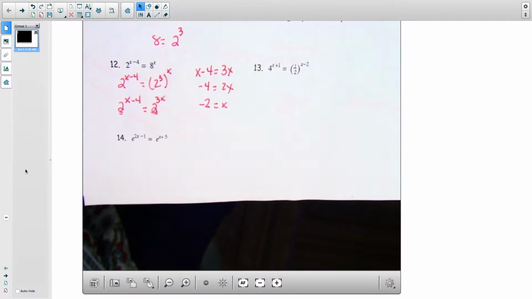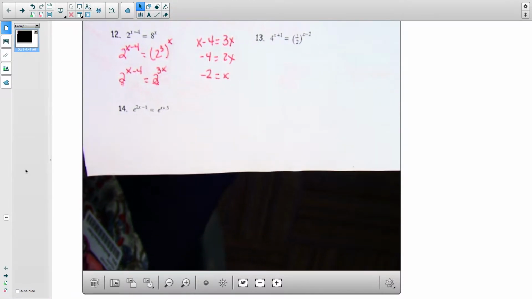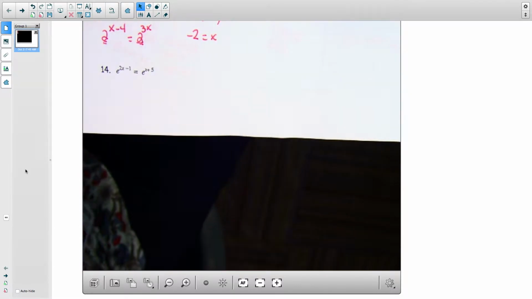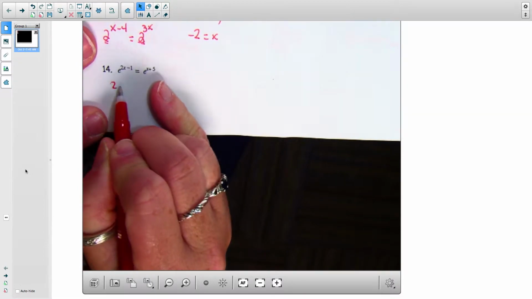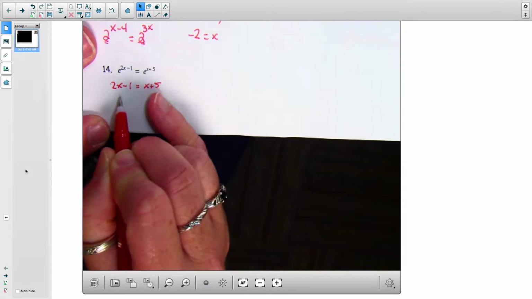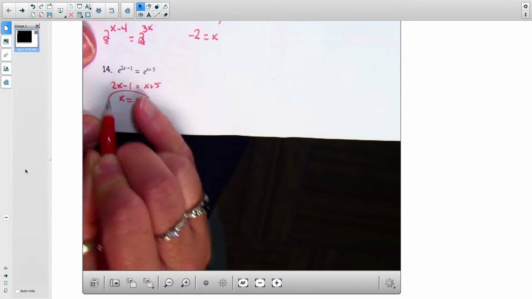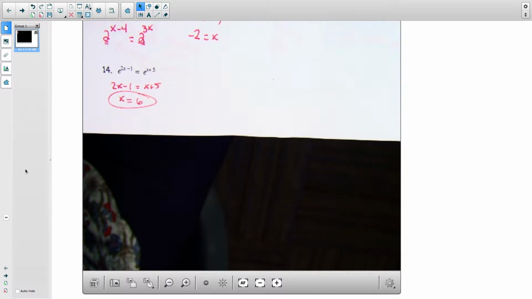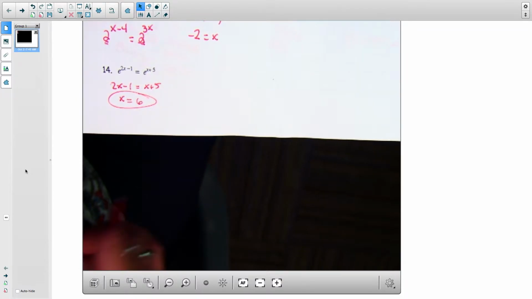Let's skip to number 14 first, and then we'll come back. Because what are we going to do here? We just set the exponents equal to each other. 2x minus 1 equals x plus 5. So x equals 6. That one was easy.